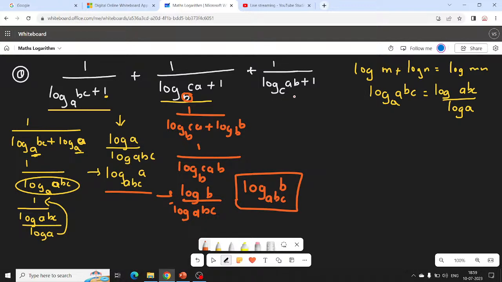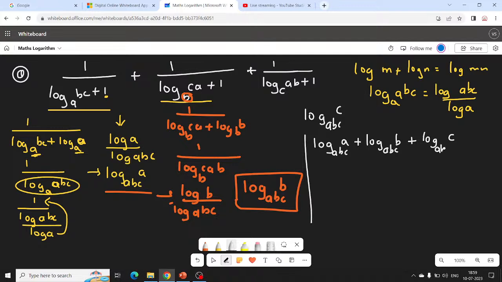Correct. So what happens with the third term? Log C to the base ABC. So here I'm writing all the three terms together. The first term is log A to the base ABC, plus the second term, log B to the base ABC. What is the third term? Log C to the base ABC.